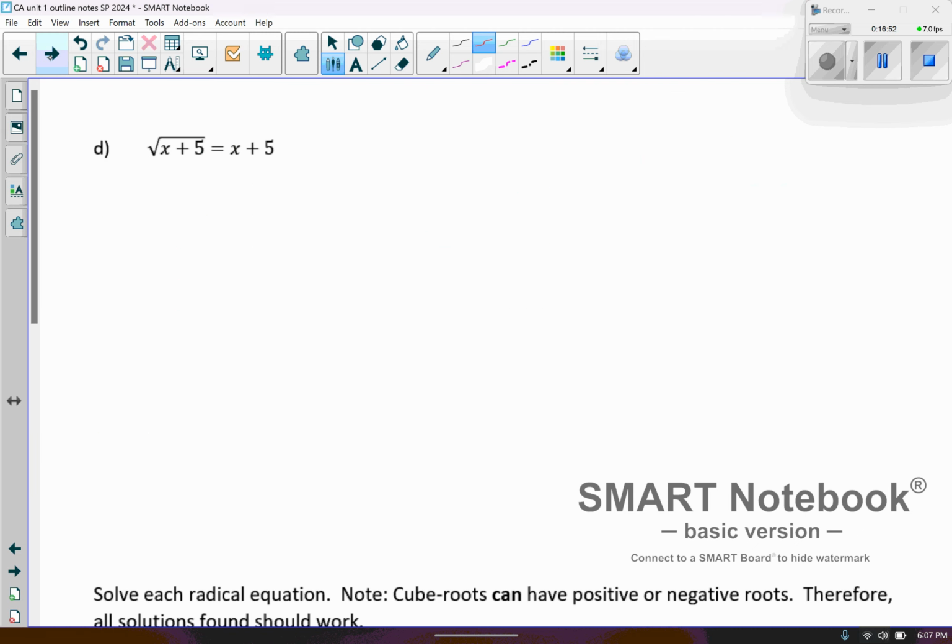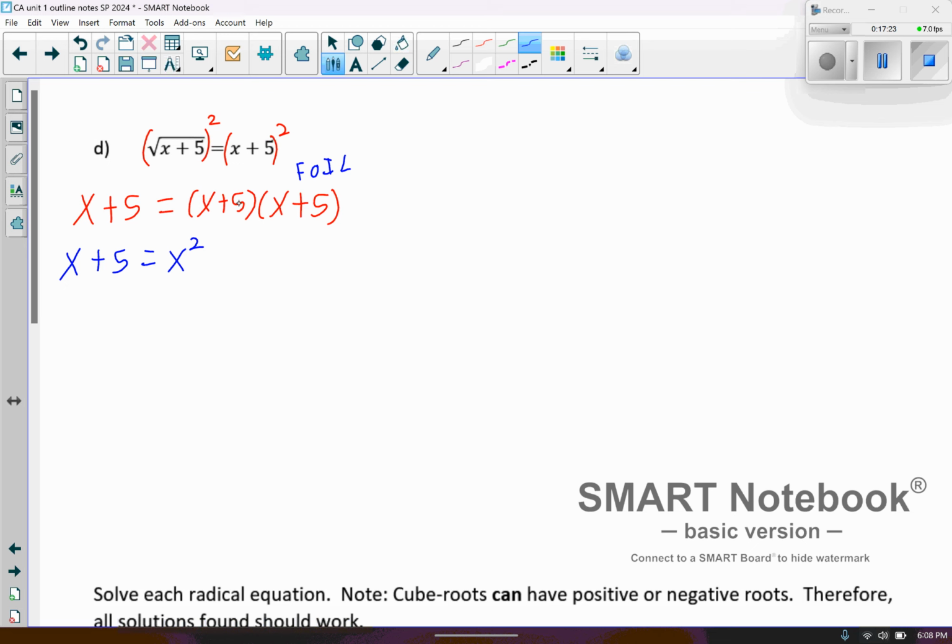Okay, continuing, we've got another one here. So we're going to go ahead and square both sides to get started. So we're going to have x plus 5 equals, and then remember I've got to break this apart as x plus 5 times x plus 5. So a lot of x plus 5s. Okay, so I need to FOIL this. And so x times x is x squared, then x times 5, and then 5 times x. That's a total of 10 x's. And then 5 times 5 is 25.